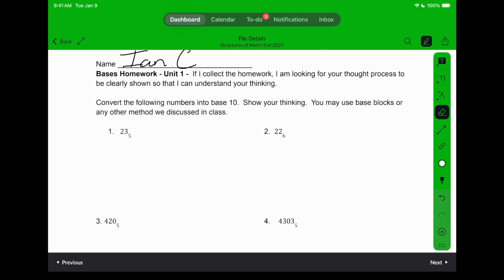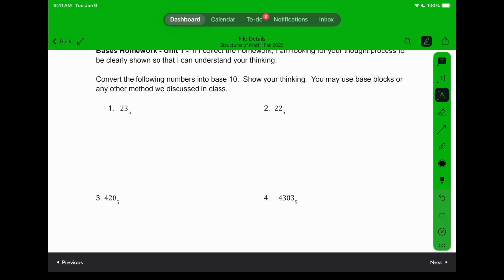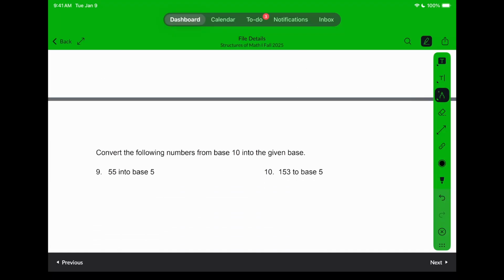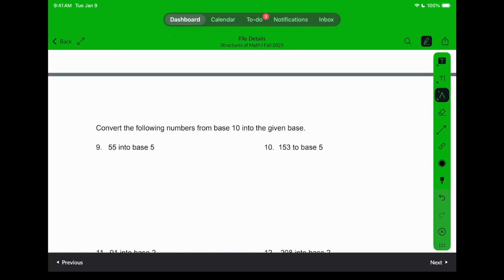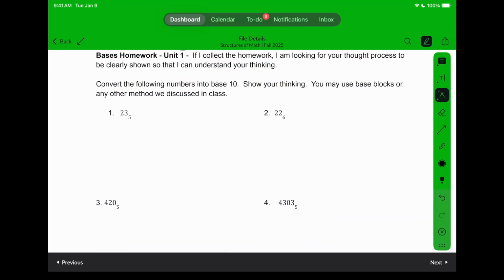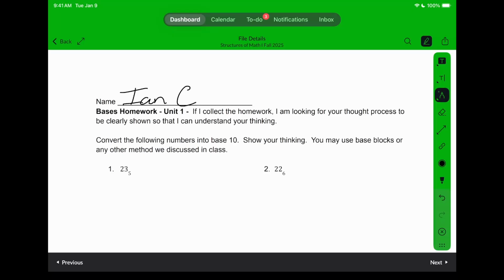So that was converting numbers from different bases into base 10 and then base 10 into different bases. So yeah, just doing this. If it helps you out, great. If not, I'm sorry. But this is just a resource I thought would help a little bit as maybe a study tool or just to go over some topics again.